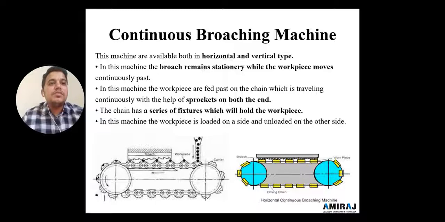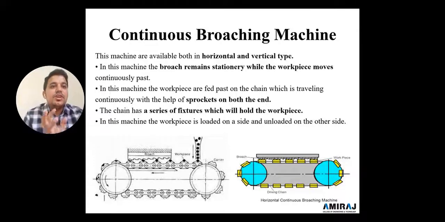Now, continuous broaching machine. So what is the continuous broaching machine? When we require mass production or a continuous production line, and the workpiece size is very small, and a continuous broaching operation is required, at that time we prefer the continuous broaching machine. These machines are available in both horizontal as well as vertical types. If we take a vertical type, then it is a vertical hacksaw-type arrangement.